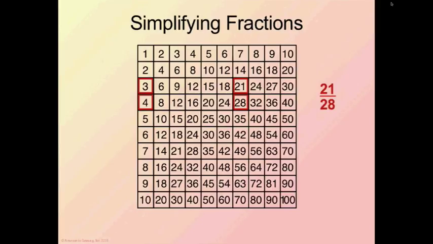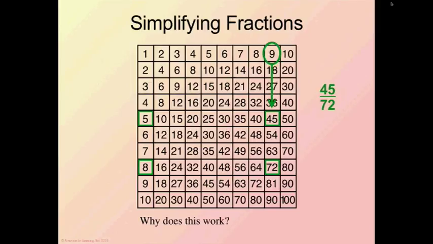Let's do another one. Let's do 45/72. Remember, they need to be in the same column, but they don't have to touch. 45/72 simplifies down to 5/8. Now, why does this work? It's because I'm taking 45 and 72, and I'm dividing them by 9. They're both divisible by 9.